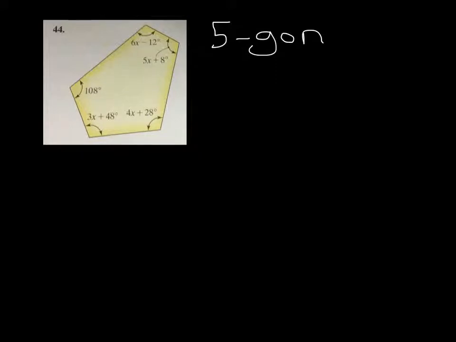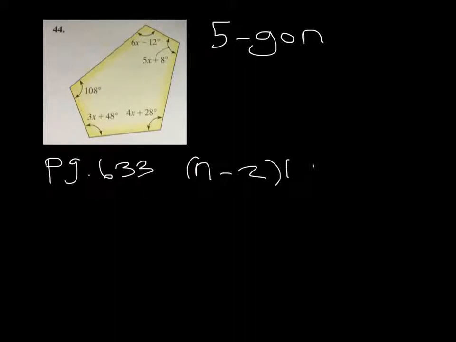So it says use algebraic equations to find the measurement of each angle that is represented in terms of x. So we're going to use the formula on page 633 of your book, right? The sum of the measures of the angles of any polygon with n sides is n minus 2 times 180. So again, this is in your book. I won't write it down because it's in your book, and it's also on the handout that I put up.